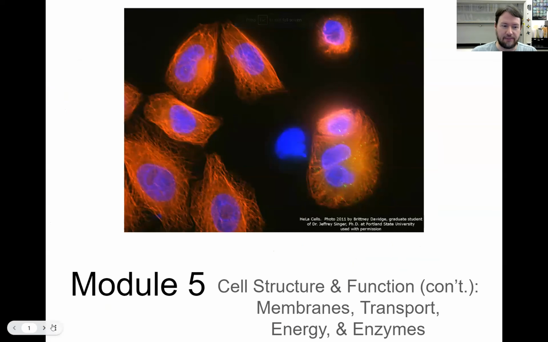So again, we have some cells here that are rapidly dividing, and all cells need to accomplish the functions, and they need to keep their conditions different from what's on the outside of the cell in order to stay alive. There's that idea of homeostasis from way back when in Module 1. And so now we're going to get into the discussions of how cells maintain homeostasis.